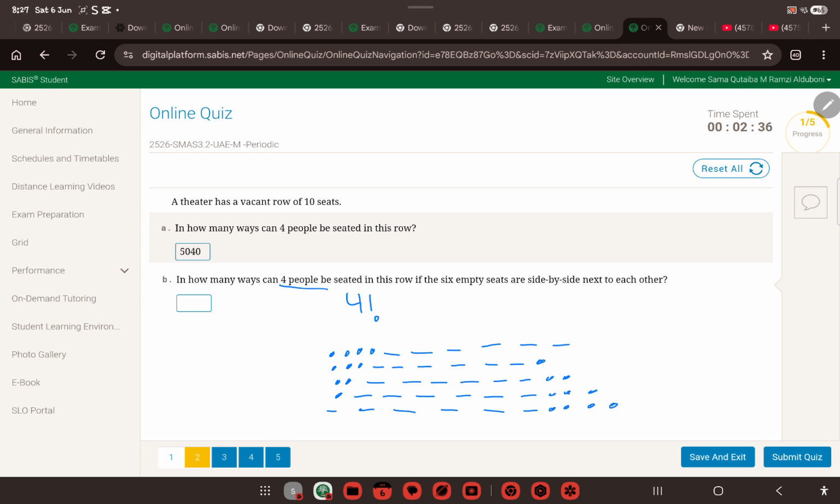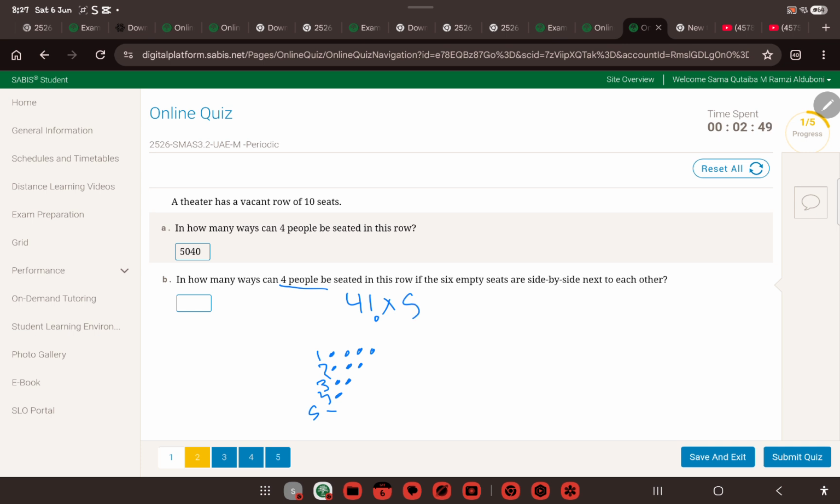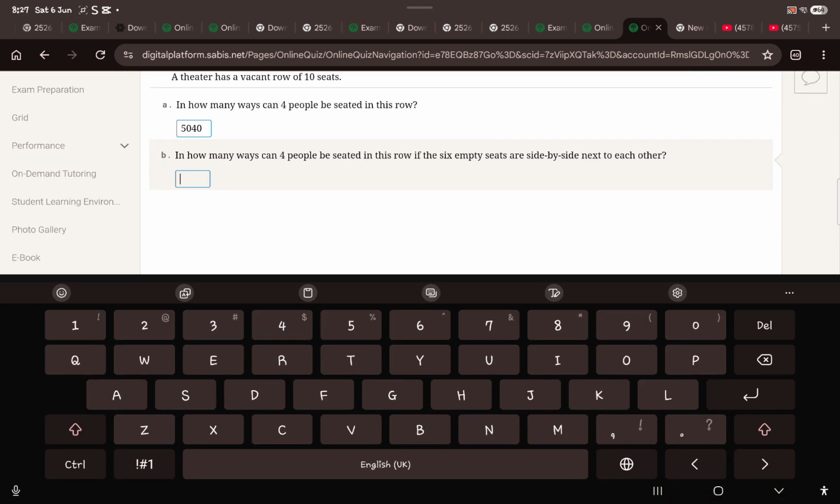But this takes so much time in the exam, so you can skip all of this. 4 people, 3 people, 2 people, 1 person, 0 people. So there's 1, 2, 3, 4, 5 positions, so you multiply by 5. You do 4 factorial times 5. You should get 120.